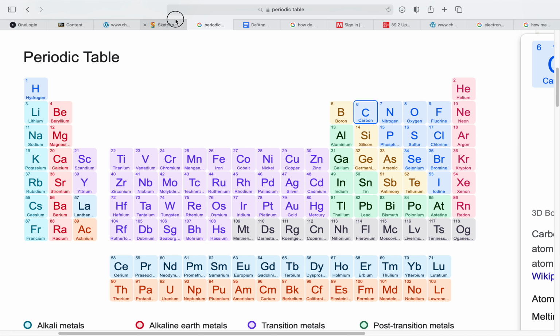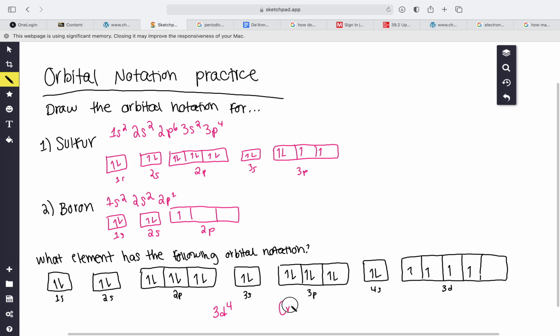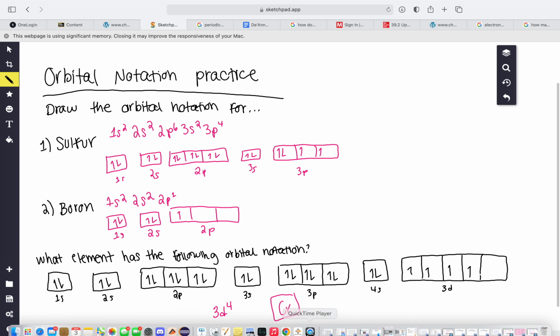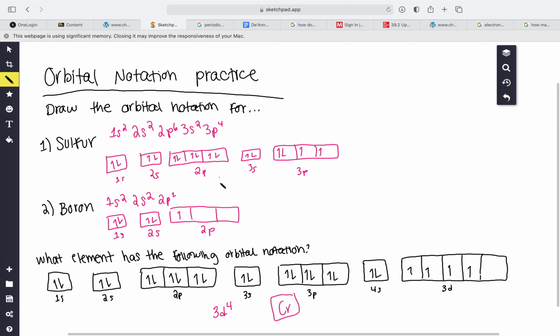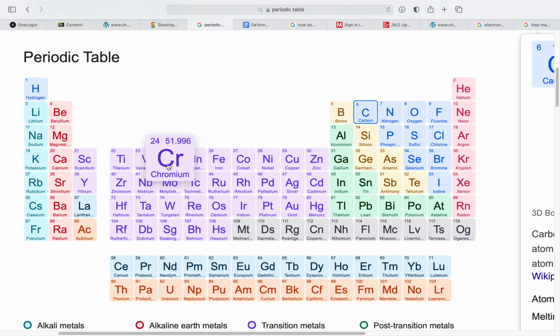Right now it's looking like chromium. So I'm going to write chromium. I'm going to circle it. Now to check my answer, what I do is I like to count up the electrons. So I'm going to go 1, 2, 3, 4, 5, 6, 7, 8, 9, 10, 11, 12, 13, 14, 15, 16, 17, 18, 19, 20, 21, 22, 23, 24. And if that matches 24, chromium, that would be our answer.